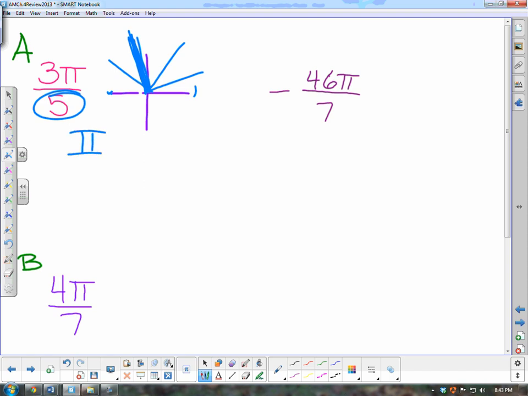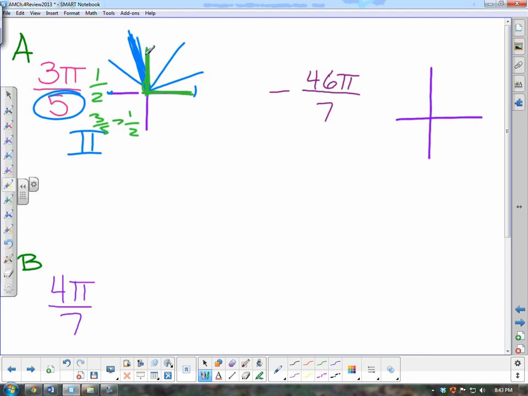Now, if you're bad at drawing, then use your math skills and know that this right here is the halfway point, and 3/5 is bigger than 1/2. So therefore, it's got to be just past the halfway point of the top half, and that puts you still in quadrant 2. All right, moving on to the next one, a negative 46 pi over 7.